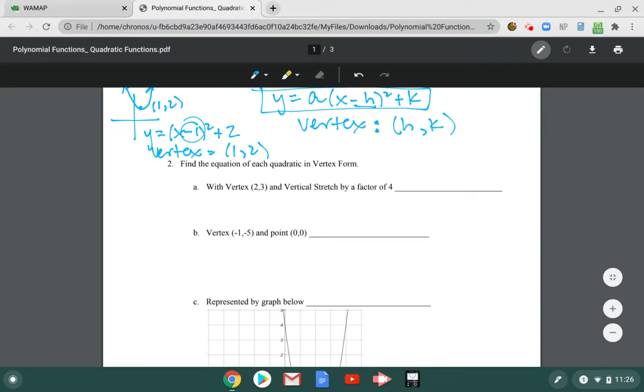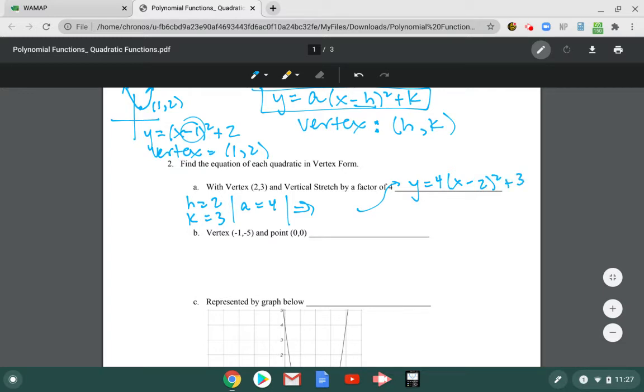Let's work through some examples. In our first example, we have a vertex of (2, 3). So h is 2, k is equal to 3, and a stretch by a factor of 4. That gives me my value of a. So a is equal to 4. As I put this together into my vertex form, we can put that right on the answer line. y is equal to 4 (x, I changed the sign on the x coordinate, so minus 2) squared plus 3.